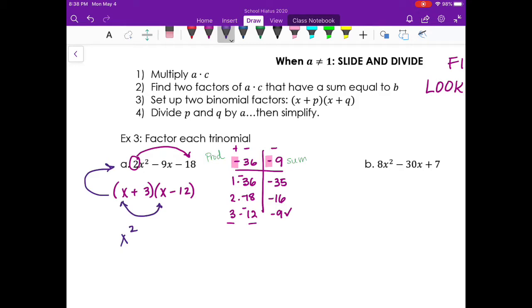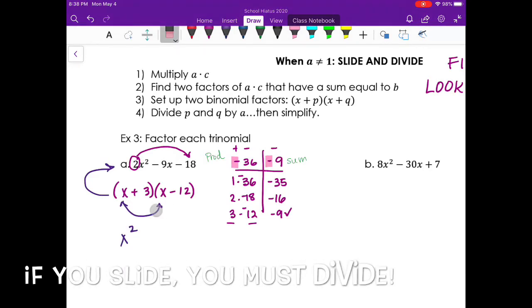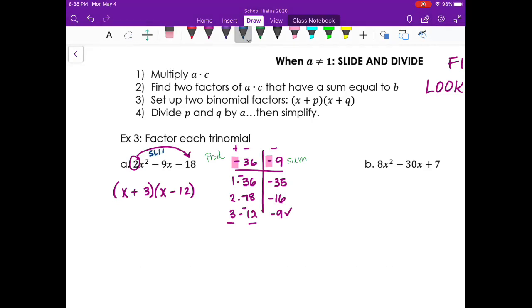And this is one of the problems that we run into with this shortcut of slide and divide, is that students stop after they slide and they forget the final step, which is to divide. So we can tell that this result is not reasonable, so we need to continue with the process of slide and divide. So this was the slide part, and now we have to divide. So we're going to divide the two factors by the leading coefficient that we originally multiplied by.